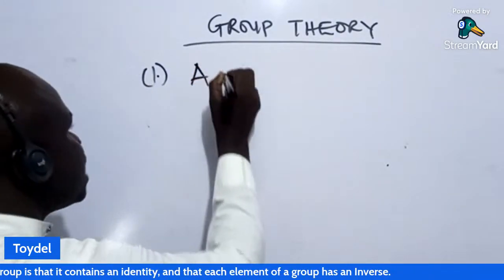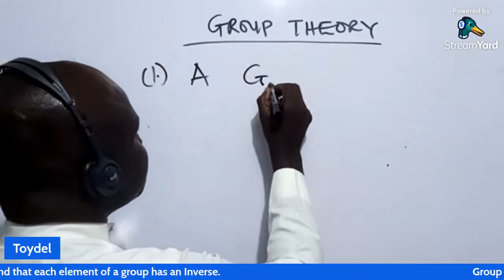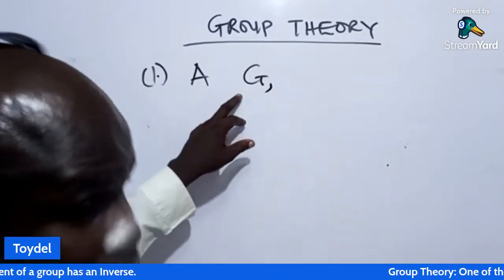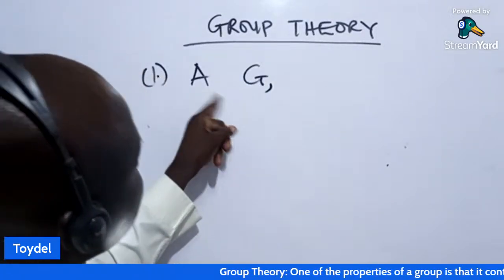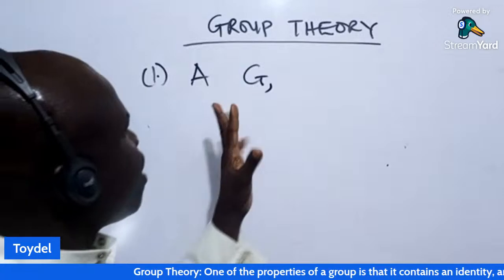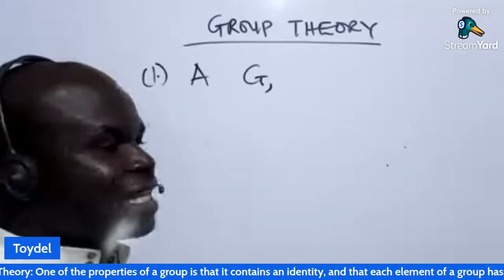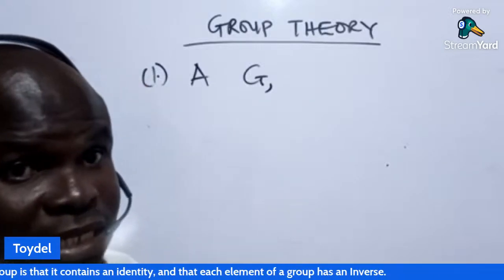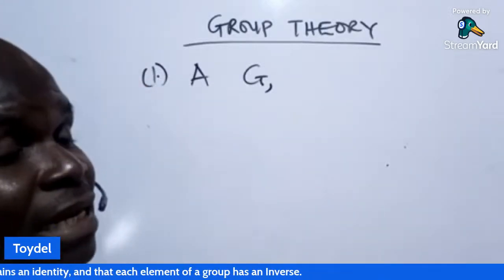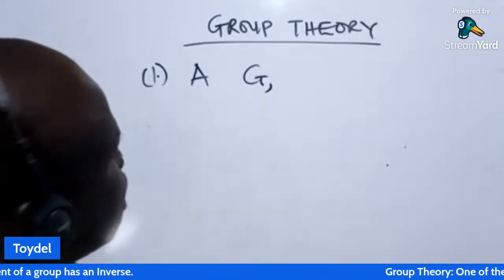If you have a non-empty set, let's say a non-empty set G, where we denote a set by capital letter and an element of a set by small letters. Under group theory, you will be talking about sets, and the sets under consideration must be non-empty. A non-empty set is a set that has at least an element in that set. So the set must be non-empty.